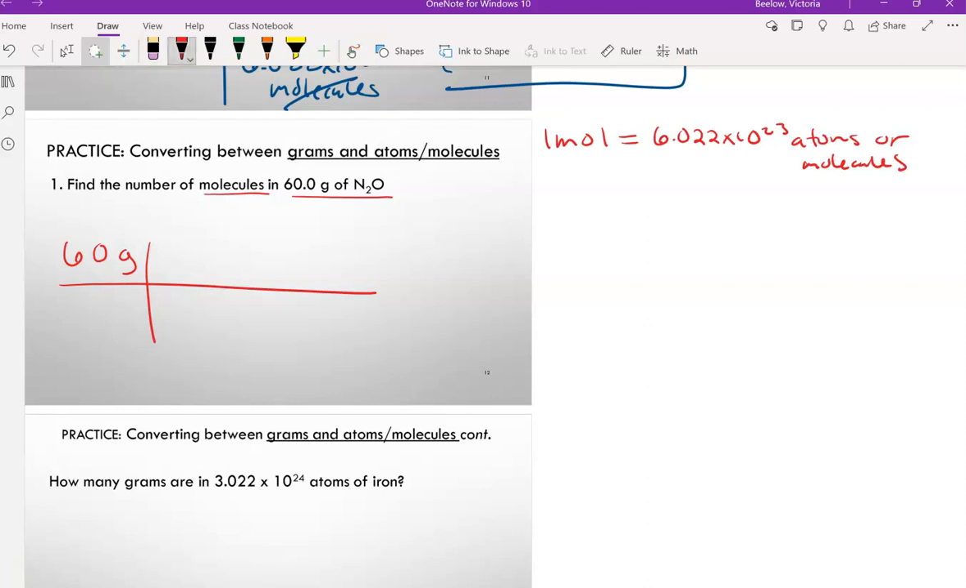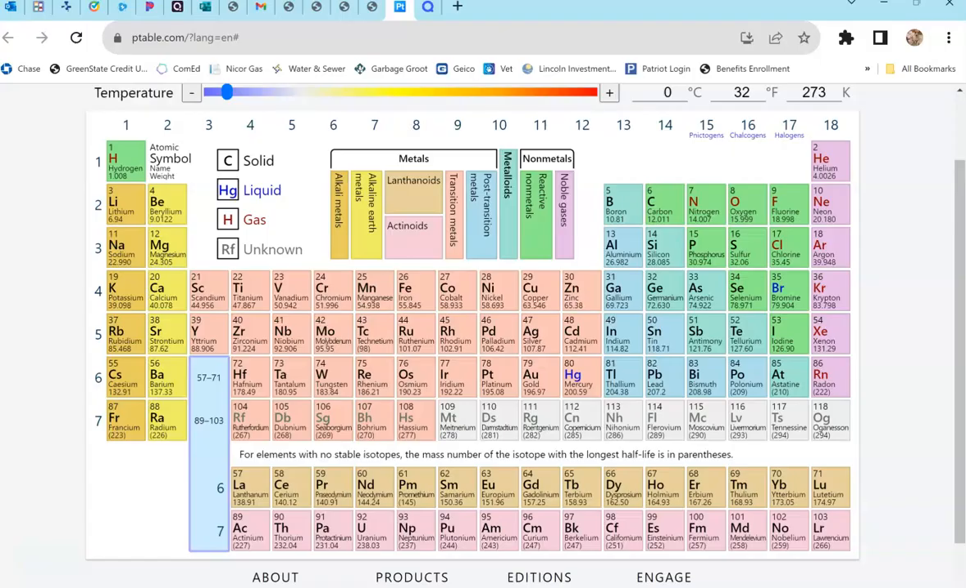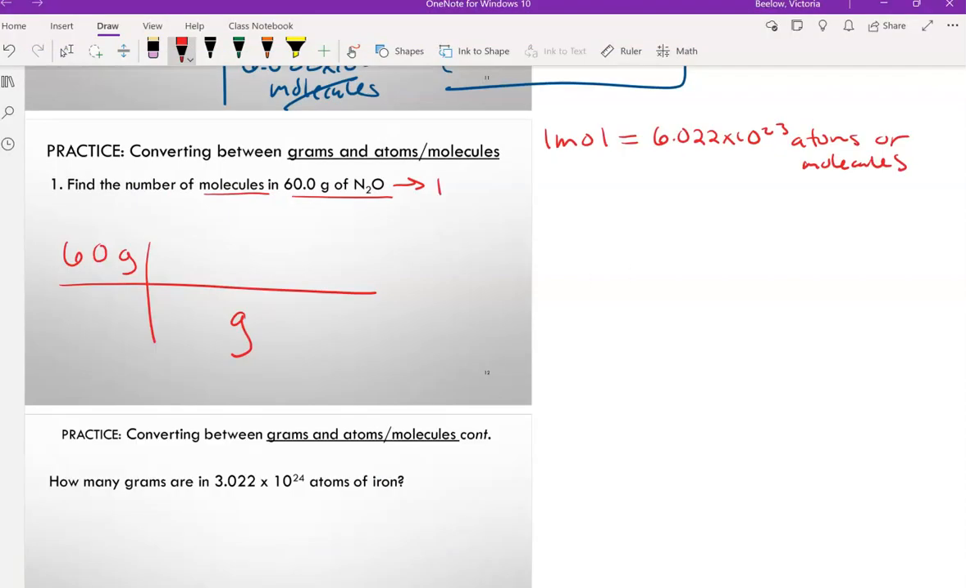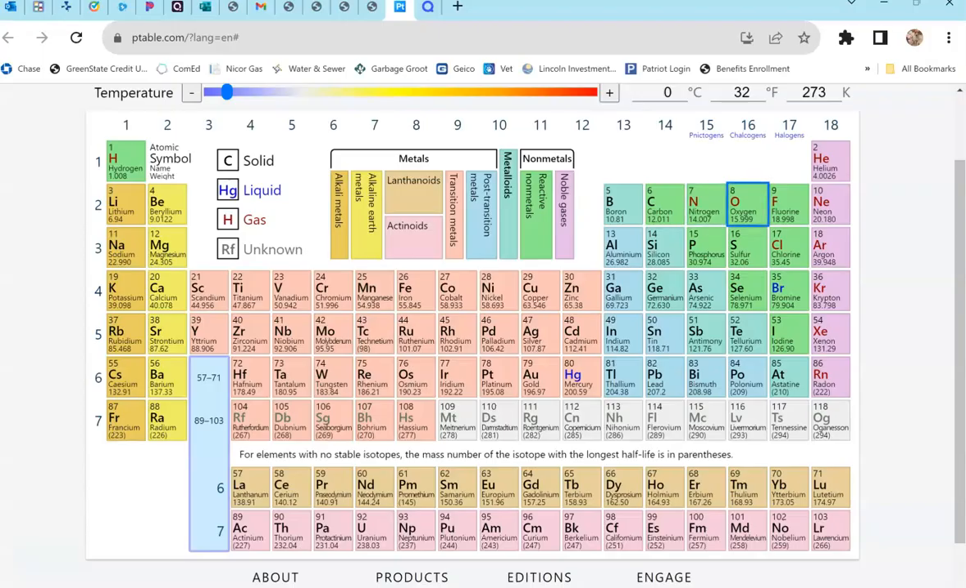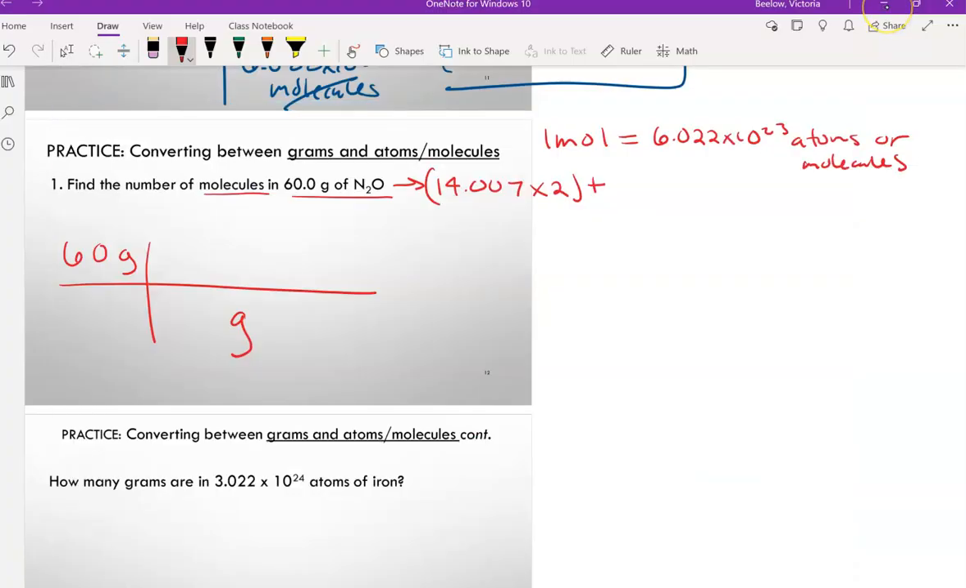I'm going to have to calculate the molar mass of N2O. Because ultimately, in my picket fence, I'm going to have to put grams here, and therefore I need to calculate the molar mass of N2O. So nitrogen is 14.007. We're going to multiply that by 2 because there's 2 nitrogens. Plus oxygen is 15.999.